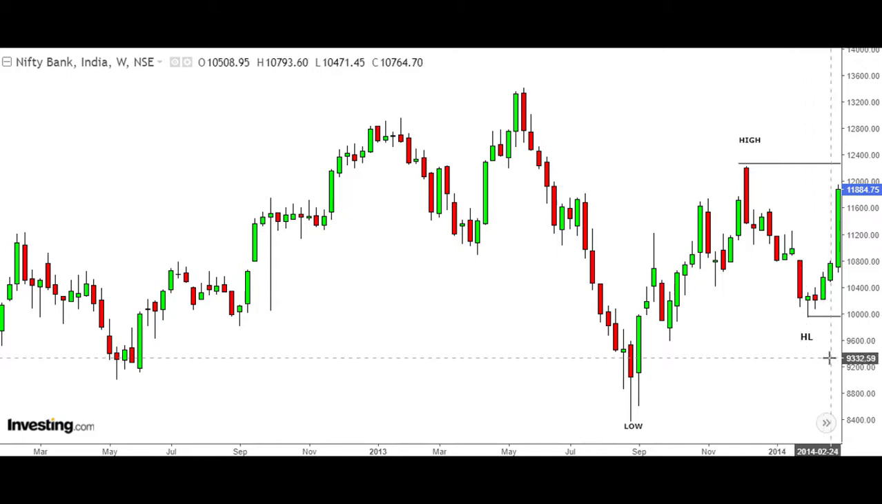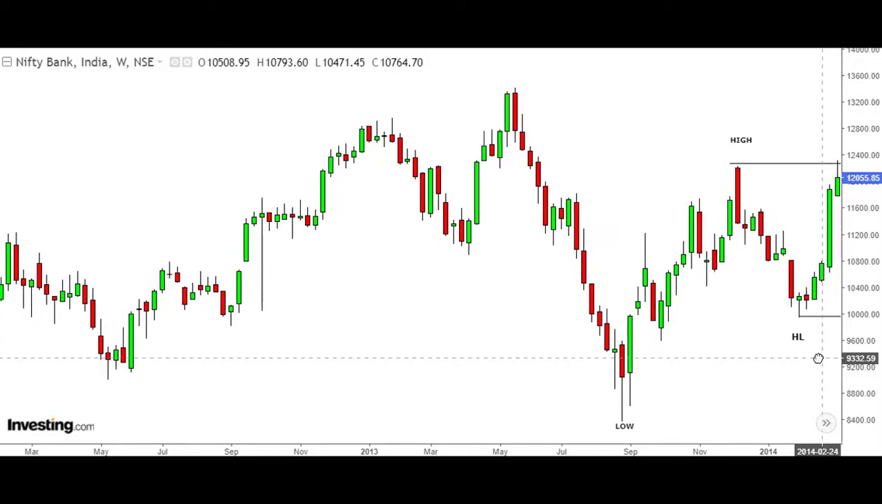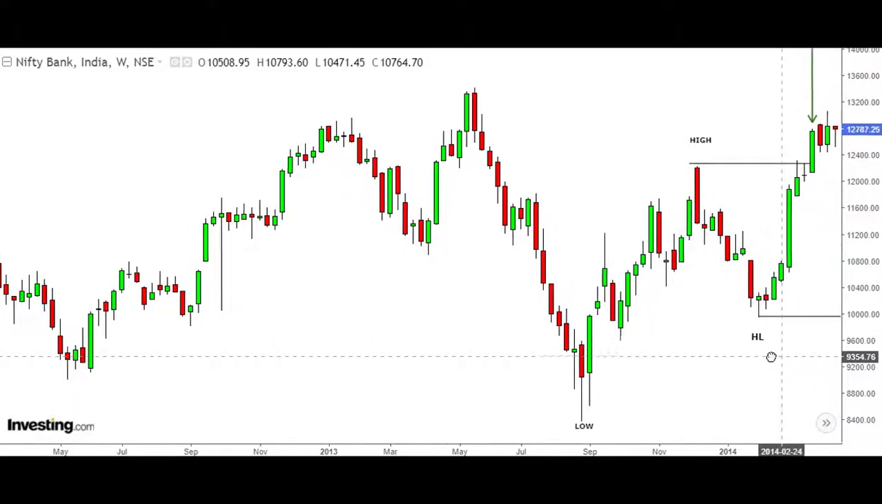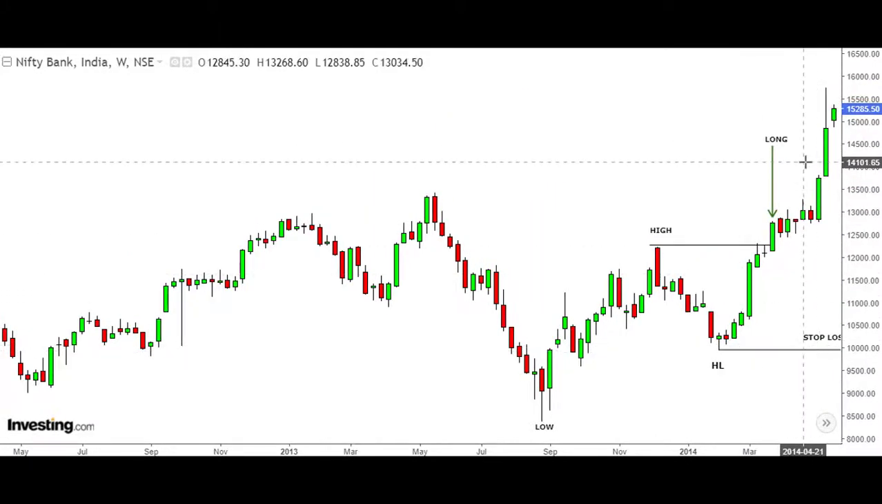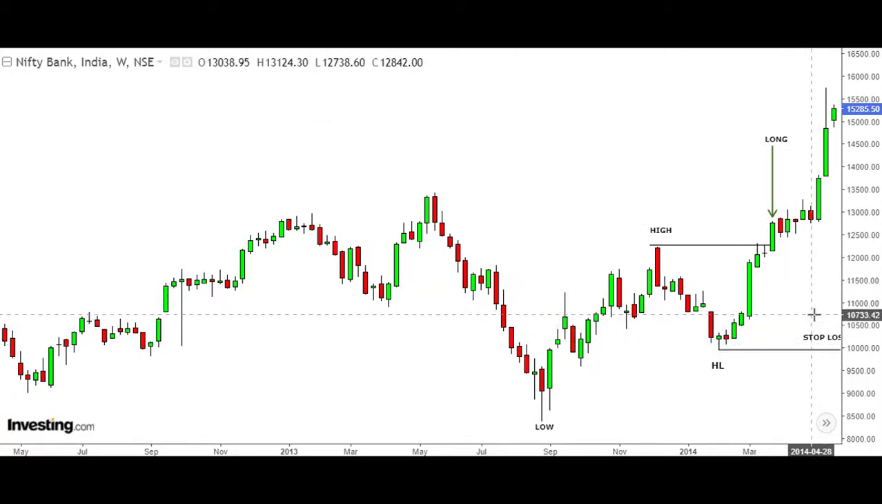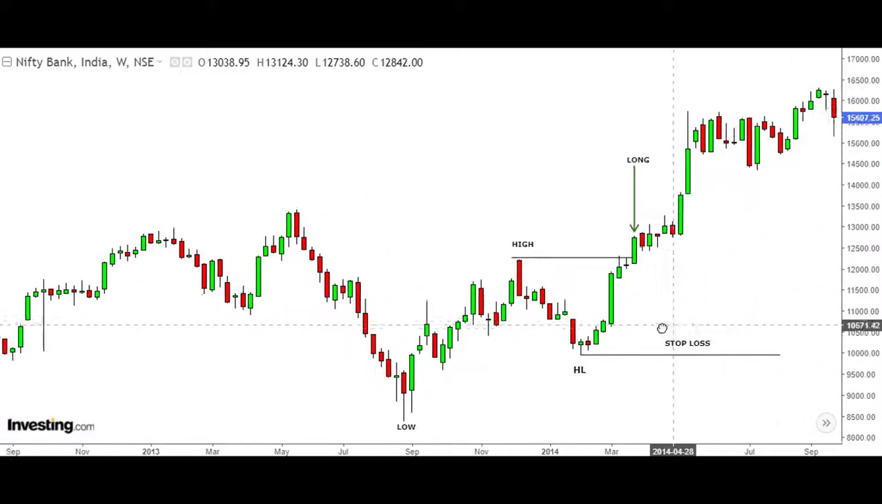But still we should not go long. The index then moves up again and now breaches the previous high, making a higher high. Long positions should be initiated here with the stop losses placed at the recent higher low. The index moves up sharply and keeps making higher highs.